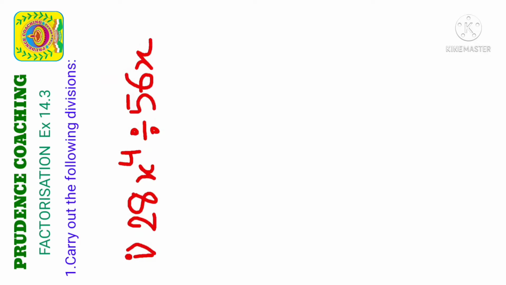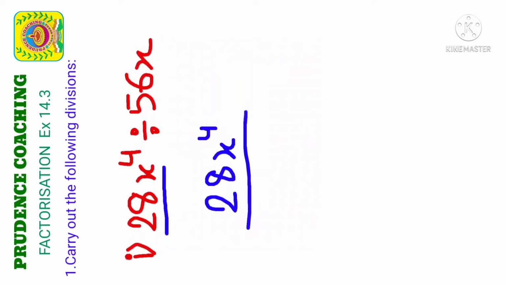So now let's start with exercise 14.3, sum number 1, Roman 1. Here you are going to divide 28x to the power 4 by 56x. First, as you can see, we have 28x to the power 4 as the dividend, means we are going to divide this. So you are going to write this one in the numerator. After division, we have 56x that you are going to write in the denominator because this is the divisor.